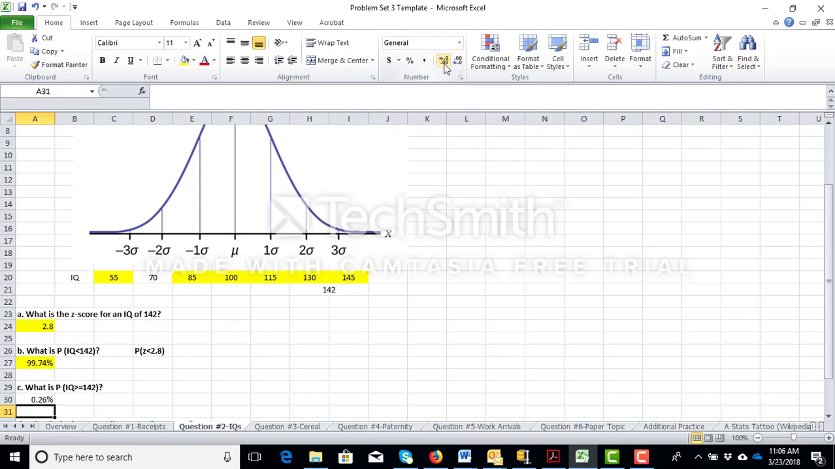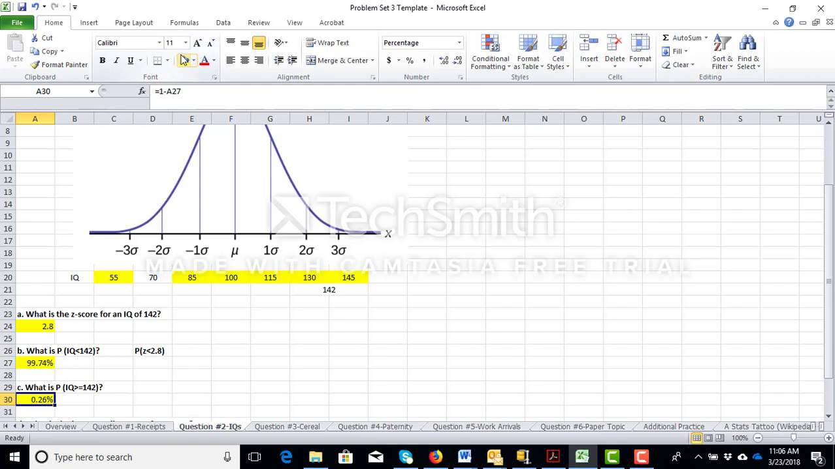Okay. It's the flip side of the coin, right? There's a 99.74% chance that it would be less than 142. So the chance of being more than whatever that number is has to add up to 100%. This number in alpha 30 and the number in alpha 27 have to add up to 100%. You'll notice that it is 0.26%. 1 minus this percent is 0.26%. That is a very, very tiny number.